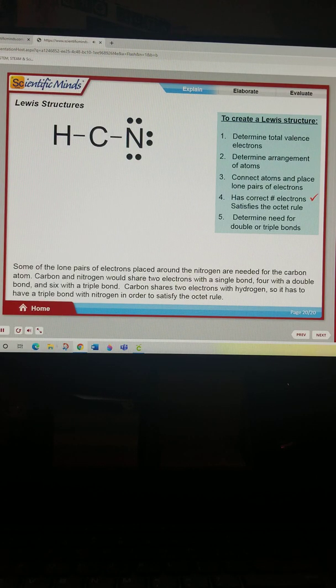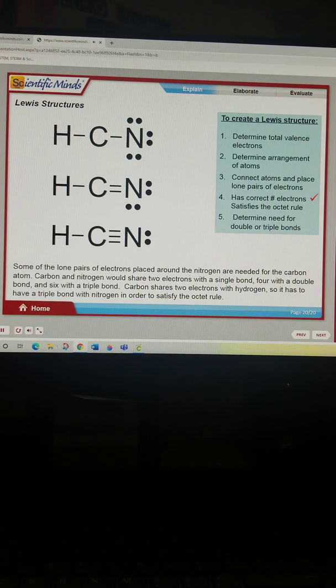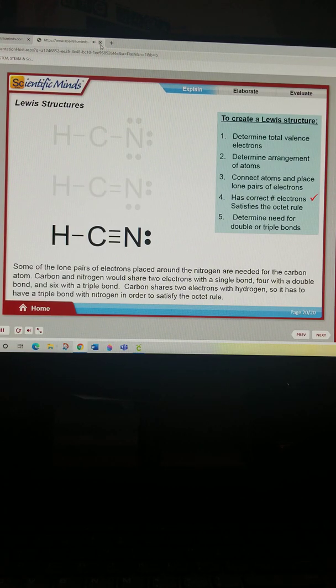Some of the lone pairs of electrons placed around the nitrogen are needed for the carbon atom. Carbon and nitrogen would share 2 electrons with a single bond, 4 with a double bond, and 6 with a triple bond. Carbon shares 2 electrons with hydrogen, so it has to have a triple bond with nitrogen in order to satisfy the octet rule.